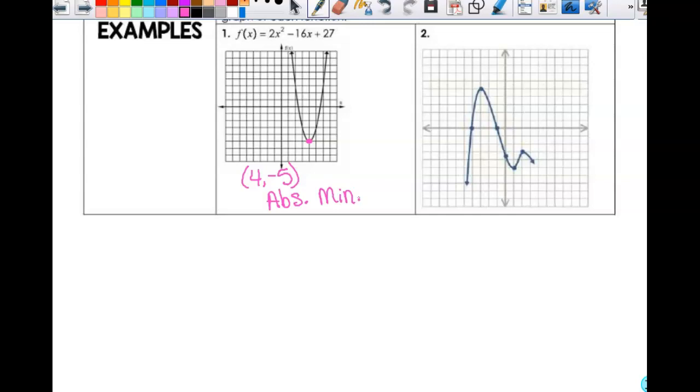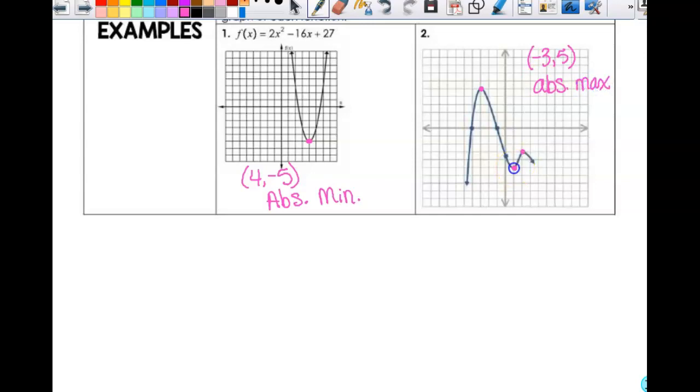So on number 2, how many critical points are there? 3. See if you can find the 3. There's other points plotted, but those are just intercepts. So this is 1, this is 1, this is 1. I always suggest you mark them so you don't miss one when you're going and try and list them out. So this one here that's at -3, 1, 2, 3, 4, 5. We're at -3, 5. What is that? Absolute maximum.